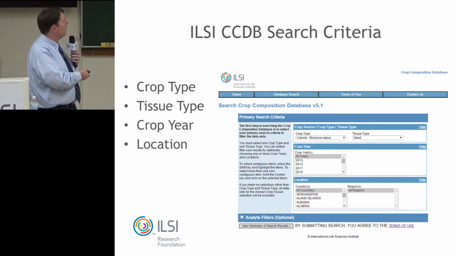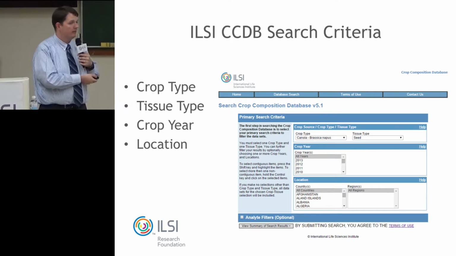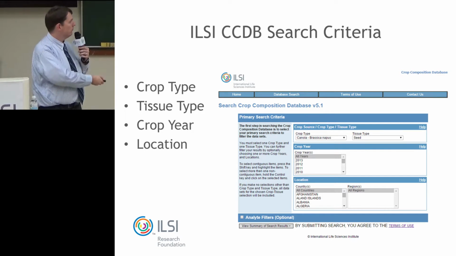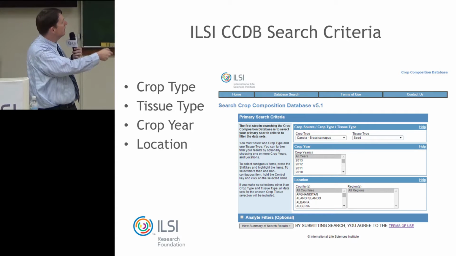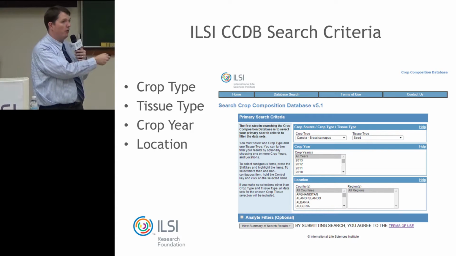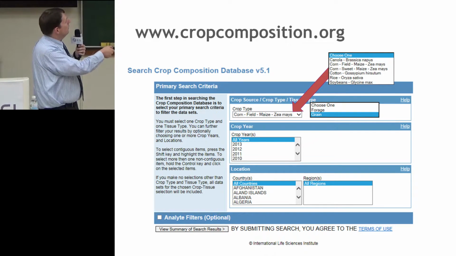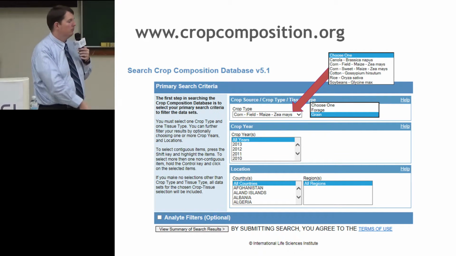These are the search criteria. You can search by the type of crop, the tissue type within that crop, what year the data was produced, or the location. So if you're interested in looking at maize data from Argentina, you can search on that criteria. This is what it looks like. Again, there's not going to be a quiz, but I would encourage you to go to cropcomposition.org and play with this if you have any interest in compositional data. Some of these are pull-down menus. You can choose any of the 6 types from the crop type menu, and then, depending on which one you pick, you'll see the tissue types that are available for that.